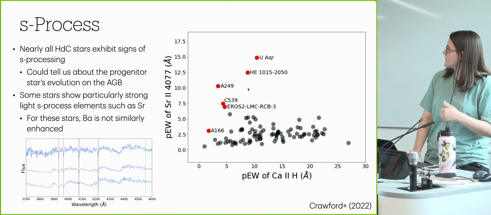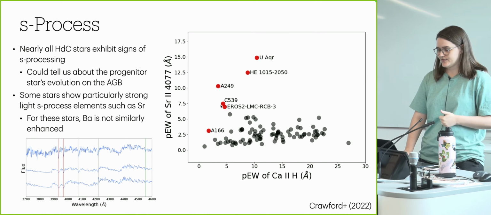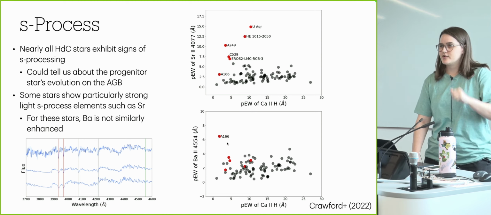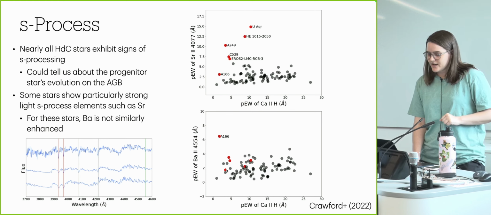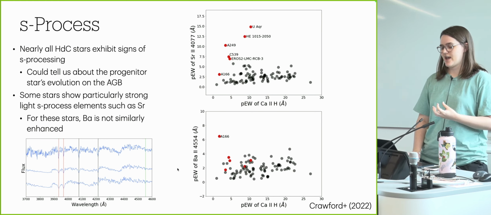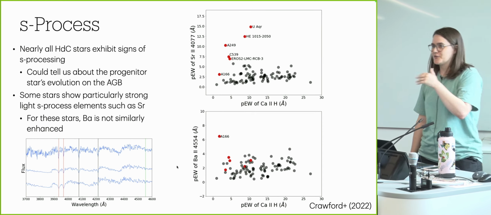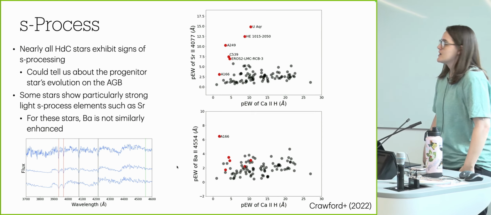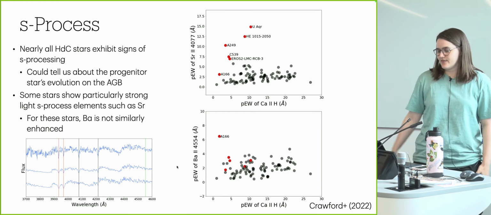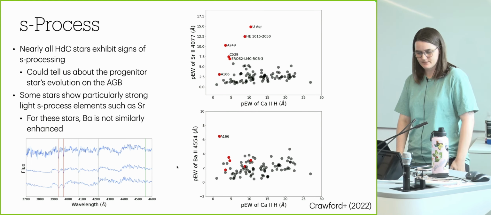So there's a bunch of stars here that have particularly strong light S-process elements, but what's interesting is that these same 6 stars, except for A166, my stellar nemesis, don't have particularly strong barium lines. So they are specifically enhanced in the light S-process elements. And from talking to Amanda, this probably also has something to do with the way the HEB star evolved before we got here. So there's a lot of really interesting stuff deep within the spectral analysis that we just haven't gotten to yet in studying these.